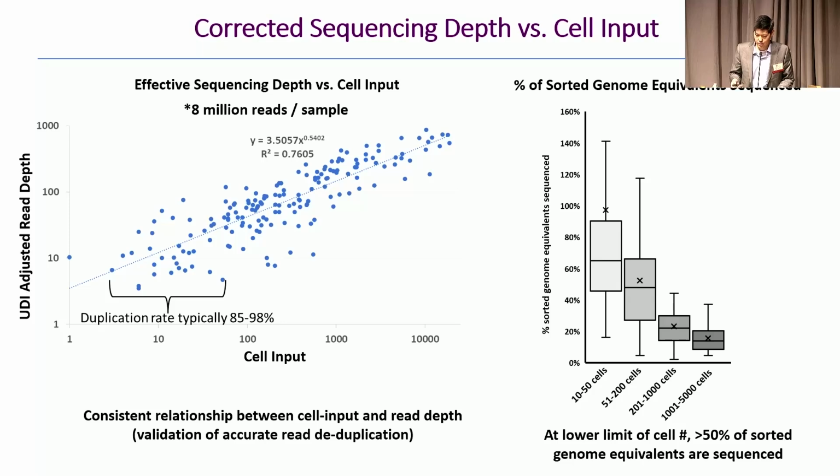So as you expect, if you put in fewer cells, you get a lower read depth. And so we think this is actually a pretty good validation of the accuracy of our deduplication. Now, at the lower limit of this technique, which is about 10 to 15 cells, you get a lot of duplicates. But as shown on the right, at this lower limit, we're actually capturing more than 50% of all sorted genome equivalents. So as an example, if we sort 20 cells, diploid genome, you have 40 genome equivalents, we can get a read depth of more than 20 consistently from 20 sorted cells.